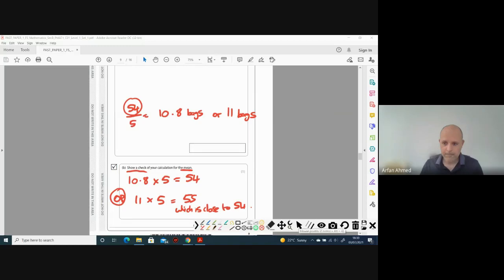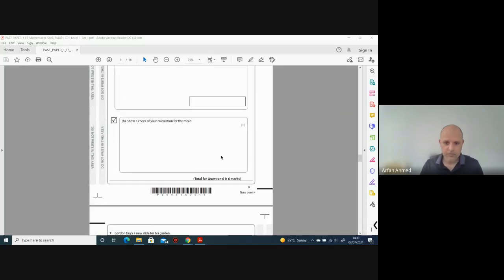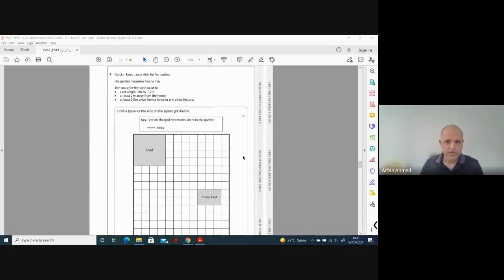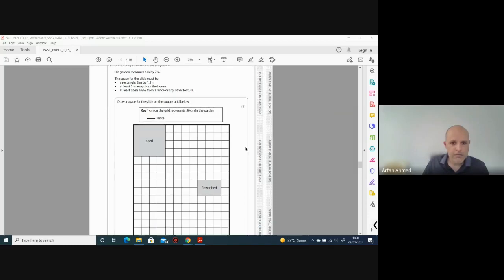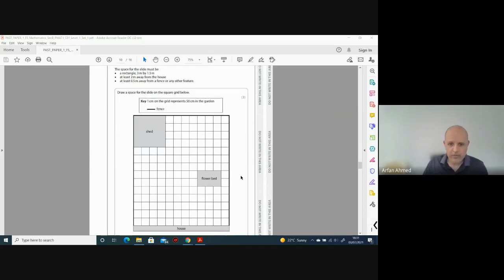There's a lot of marks. Let's move on. Question 7. Gordon buys a new slide for his garden. His garden measures 6 meters by 7 meters. Space for the slide must be a rectangle 3 meters by 1.5 meters, at least 2 meters away from the house, which is there at the bottom, at least half a meter away from a fence or any other feature. Draw space for the slide on the square grid below. You've got a little key to tell you that 1 centimeter on the grid represents 50 centimeters.